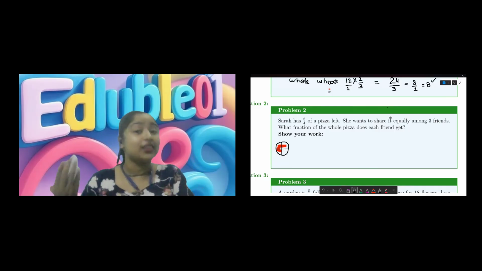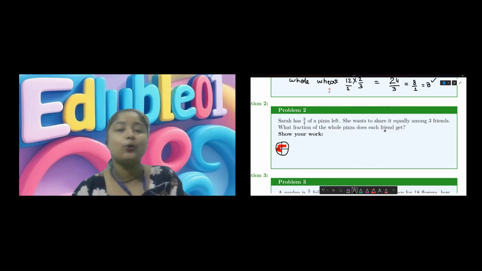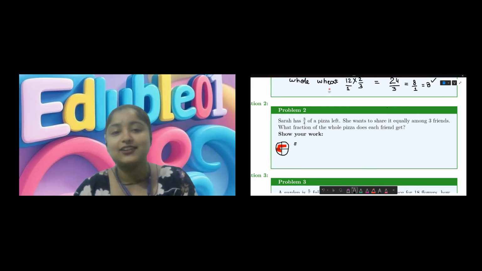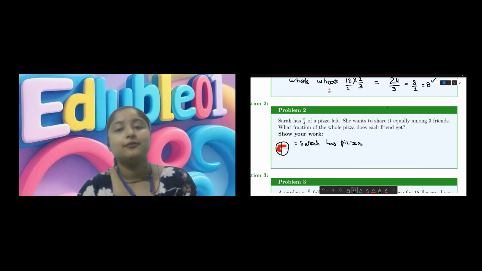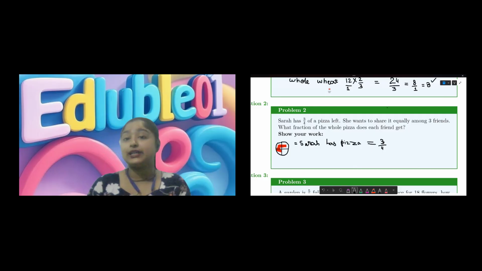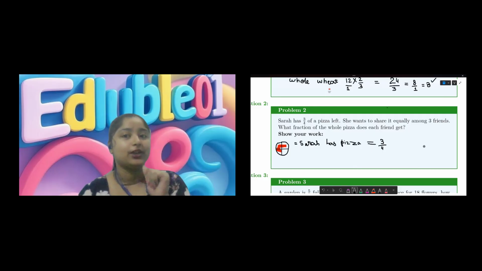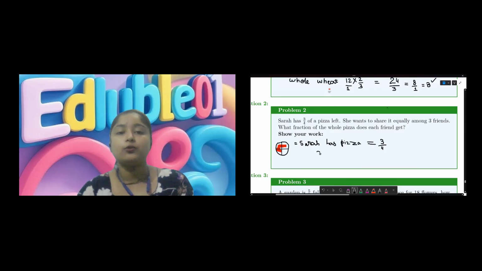When there is a sharing or when there is a dividing, obviously you know which operator is going to come over here, right? So you can clearly write, Sarah has 3/4. Sarah has pizza. How many pizzas does she have? Exactly, 3/4, right? She only had 1/4 of it, right? Now, she wants to equally share it. Share it, we know that's division. So, 3/4 divided by 3, right?